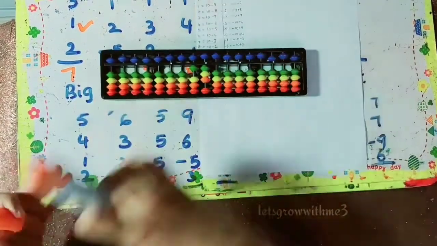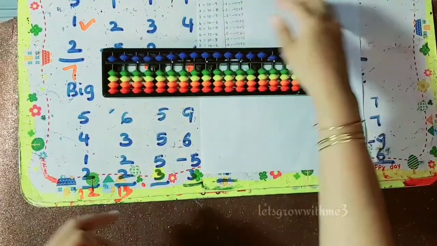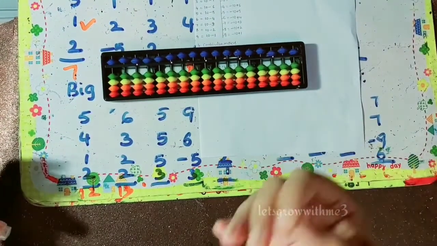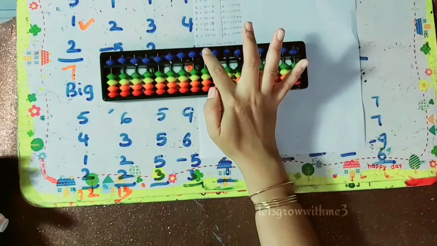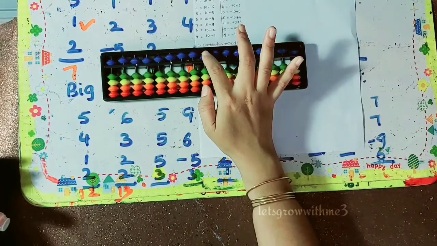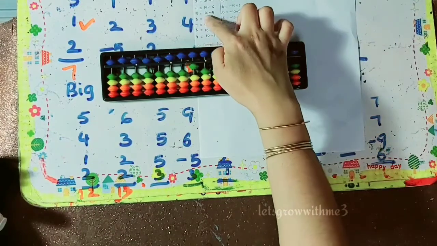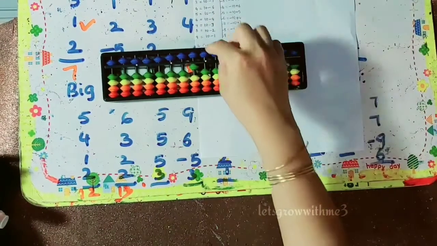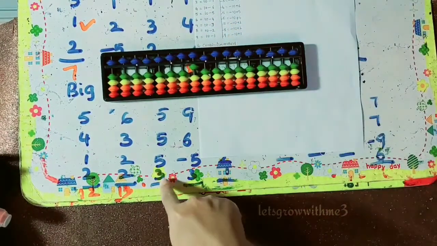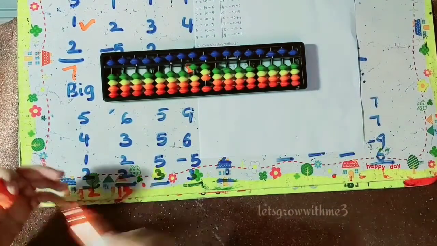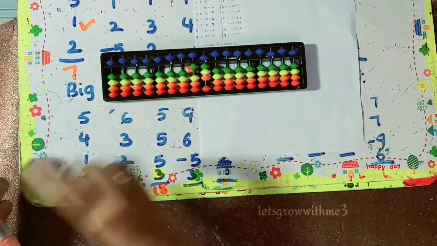Okay, next question, 5 plus 5. So here we can't add one more 5 because we don't have beads. So what's the formula? Plus 10 minus 5. Again he's asking to add 5, so we can add directly, not an issue. Then we need to add 3 beads. So the answer is 18.